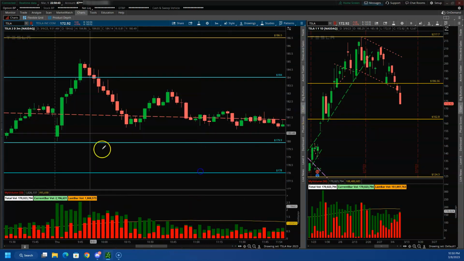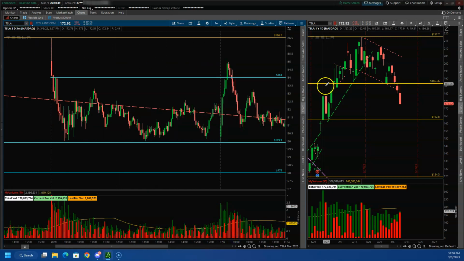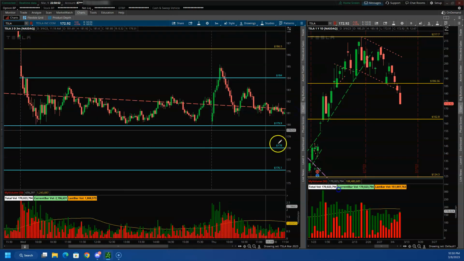All right, so big rejection above 184, right? And then it just went sideways. It was weak. That's not how a bullish chart looks. It couldn't even reclaim when the market was kind of exploding. It couldn't even go towards 186.